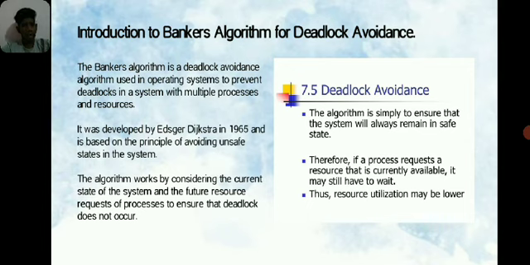Deadlock avoidance. The algorithm simply ensures that the system will always remain in a safe state. Therefore, if a process requests a resource that is currently available, it may still have to wait. Thus, resource utilization may be lower.